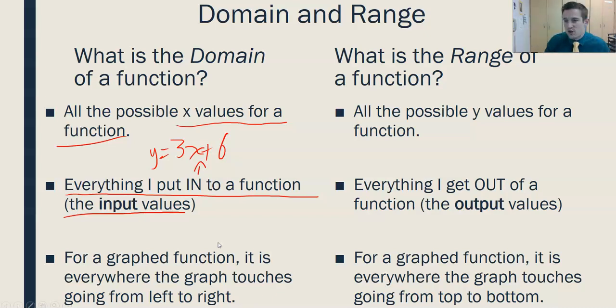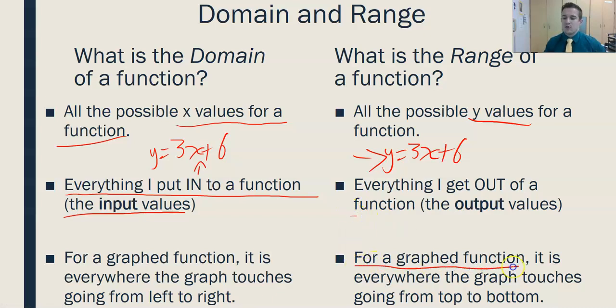So the range of a function is the opposite of the domain. It's all the possible y values. So like in here, if I put a bunch of values in for x into this equation, all of the output values I get, anything I could get for y, that's the range. All the possible output values. All the y values is what we think of most of the time as the output values of a function.